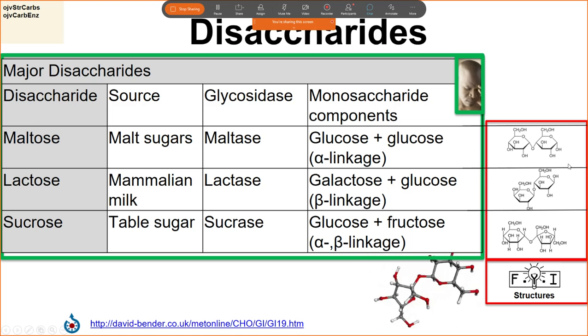You don't need to know the structures. I'm just showing you them here. And then the glycosidases that work on them are obviously named maltase, lactase, and sucrase. Okay, and so this is why lactase can work for people that are lactose intolerant, because you are breaking up the disaccharide for them.